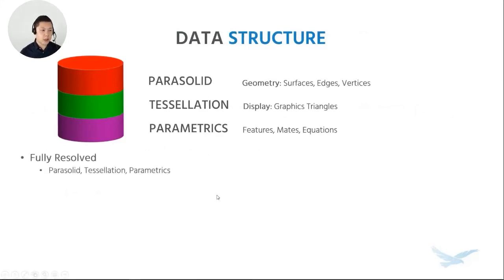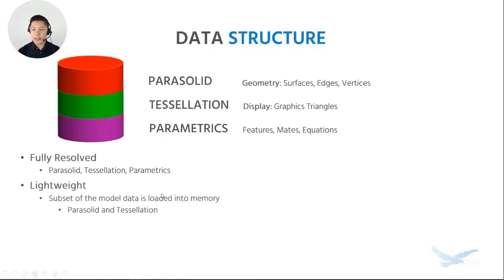When you fully resolve something, you probably know this already, right, that it's loading everything: parasolid, tessellation, and parametrics. When you load something lightweight, if you just take a guess, right? Wonder, what is it loading up? It's loading up a subset of the model data, right? If you see some of the explanations, that subset is going to be the parasolid and the tessellation information.